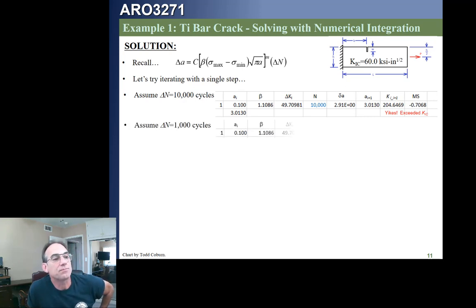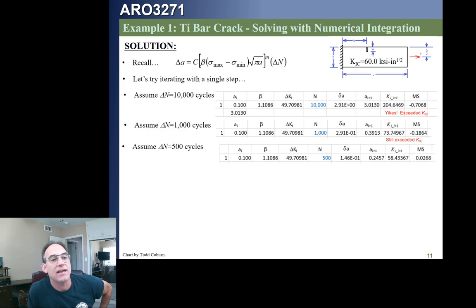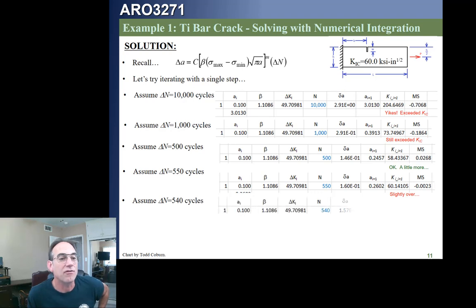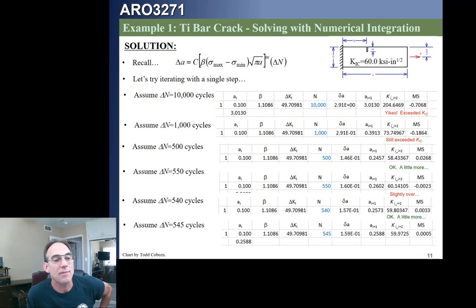So if we're using a single approximation, we would have to iterate like this. Let's say we're trying to get there in one step. We guess 10,000 cycles, and we find we exceeded K1C. So then we guess 1,000 cycles, and we're still exceeding K1C. So we guess 500 cycles, and we find we've got a small margin of safety. Now we could stop here or make one more guess, say 550 cycles, and we're pretty close, say 540 cycles, and we nail it almost one more time, and we basically get roughly a zero margin of safety.